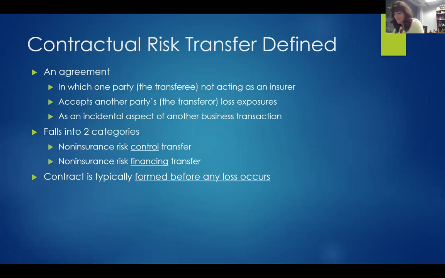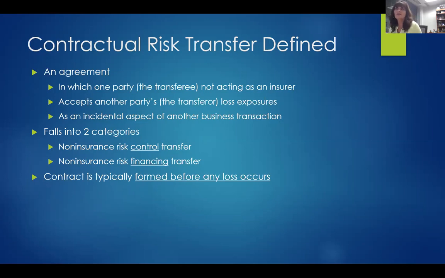The overall definition of a contractual risk transfer is an agreement between one party, which we will call the transferee. This would be the person who's acting not as an insurer, but taking the risk of the transferor, which would be the other party, their risk. So let's say I'm the business, I would be considered the transferor. I have different loss exposures associated with my business, and I'm transferring them to another third party who's helping me do my job, doing my business. They are considered the transferee. And it's related to the incidental aspect of another business transaction.